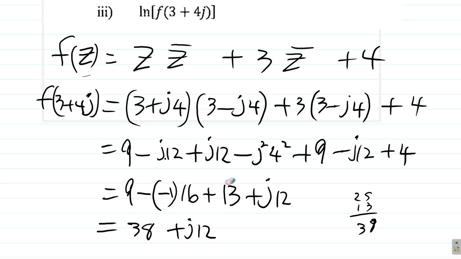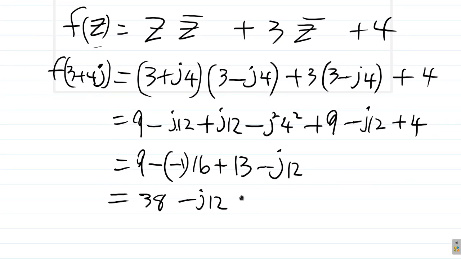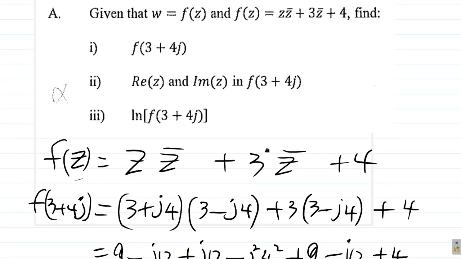So this is going to be 9 plus we have negative 16 plus 9. 9 and 4 13, but this is a negative j12, right? So this is a minus j12. Alright, so that was a mistake there. Okay. So there you have that. F of 3 plus j4 is 38 minus j12.